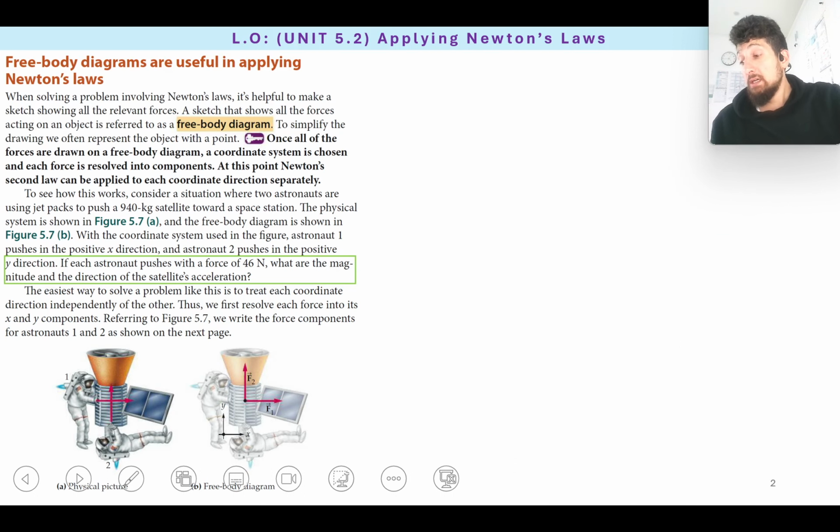Let's have a look. So let's begin by talking about free body diagrams. And what are free body diagrams? Well, it's just a way of showing us the forces acting on an object.